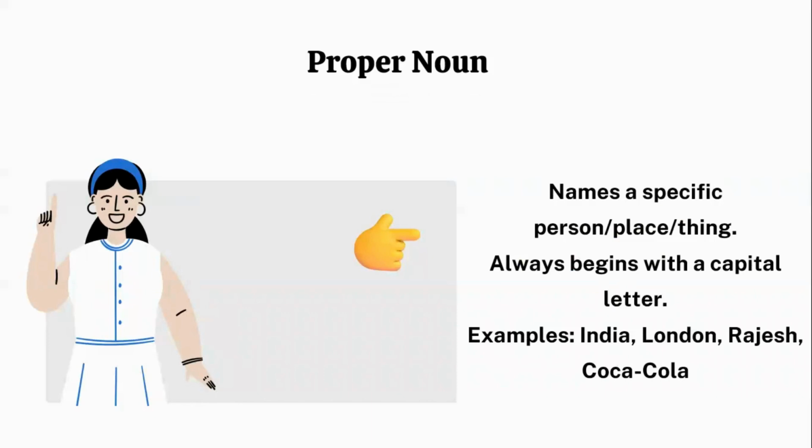As an example, I can say India. So India always starts with a capital letter I, right? As an example, here you can see London. It also starts with a capital letter. Here the name Rajesh. It also starts with a capital letter R. And the thing Coca-Cola, it's a thing, right? So it also starts with a capital letter. So all of these things are about proper nouns. Is it clear to you all? Okay. Now move to the next slide.